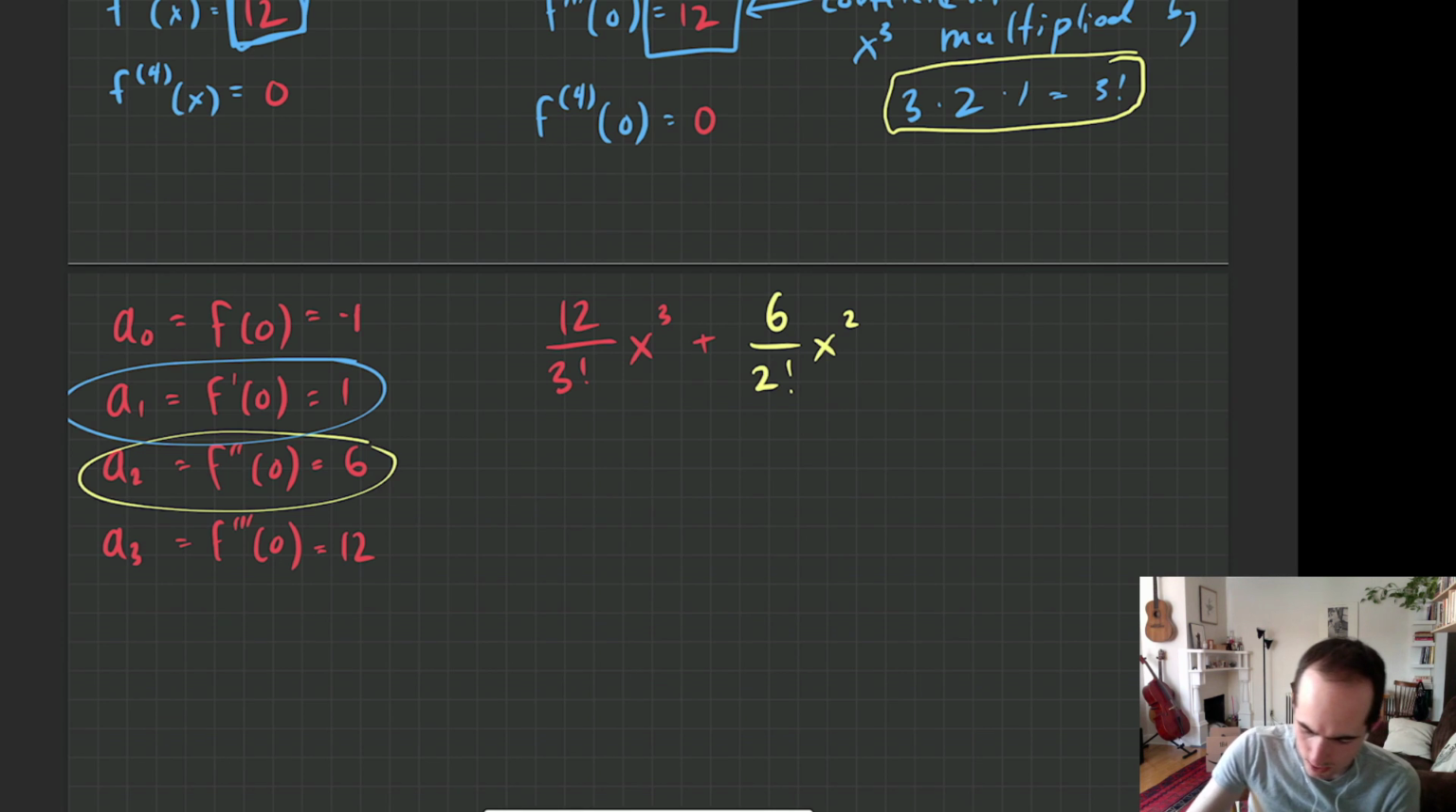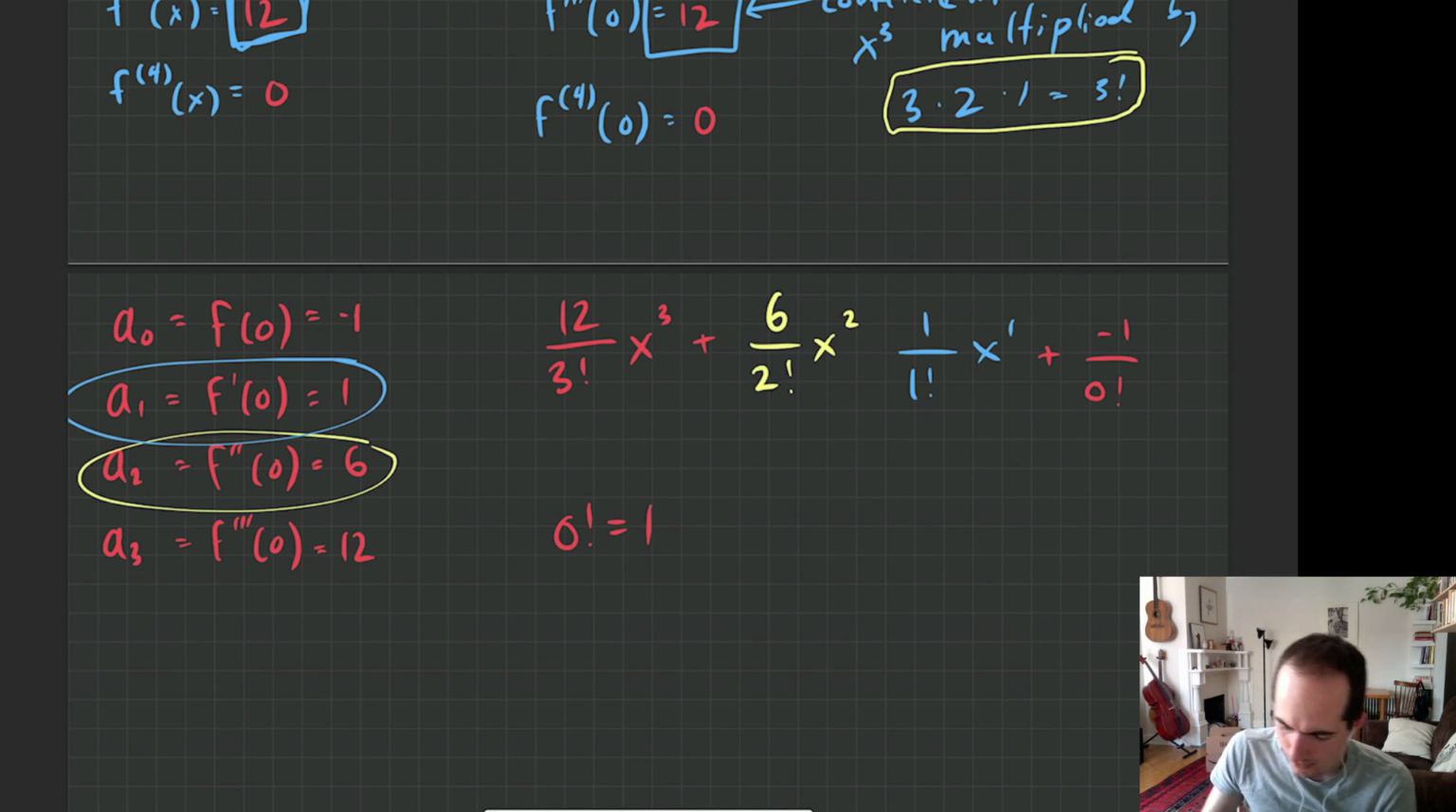Next up, we've got A1. So I've got 1 over, well, we could divide it by 1 factorial just to extend the pattern. And we'd have x to the power of 1. And then finally, this last one here, A0 is -1. And we'll divide that by 0 factorial. And if you didn't already know, 0 factorial is equal to 1. And we'll multiply that by x to the power of 0, which is also equal to 1, but that just extends the pattern.